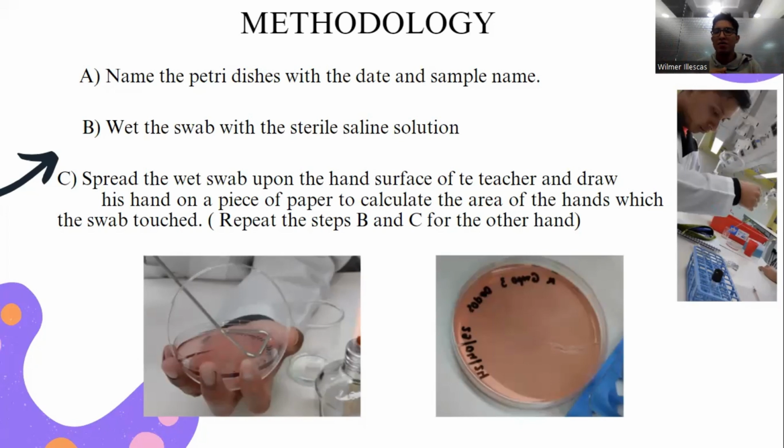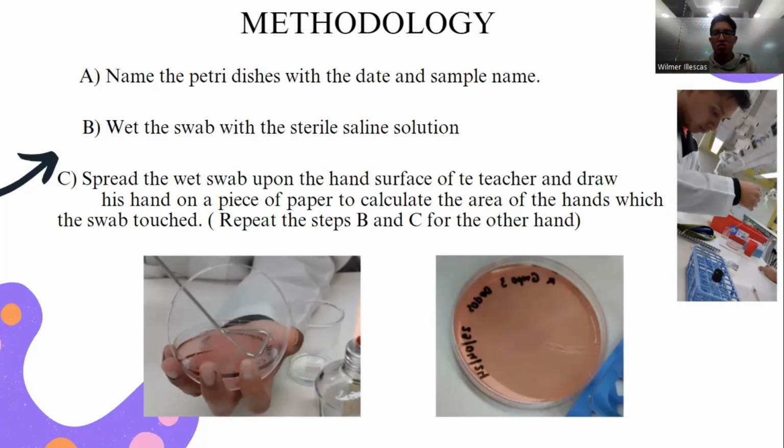First, with a marker, we have to draw the petri dishes. For example, since we're going to take samples of two of my teacher's hands, we put on the first petri dish left hand plus the date. In our case, I think it was the last day of April. I do not remember exactly, it was a Monday. But the thing is that we have to name both petri dishes.